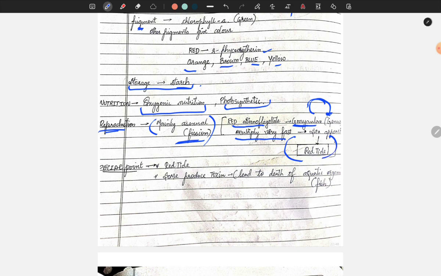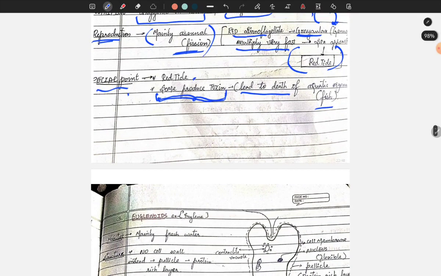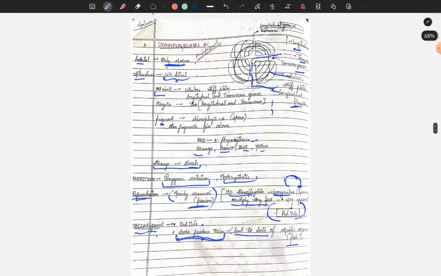See this, whenever there are dinoflagellates in the ocean, they multiply very fast, and the sea appears to be red. And next, coming to the main special point of the whole summary: it forms red tide and some produce toxins, guys. These dinoflagellates also produce toxins, which lead to the death of many aquatic organisms such as fish, giant fish and small fishes. Let's take a look at this overview. I'll give 5 seconds.